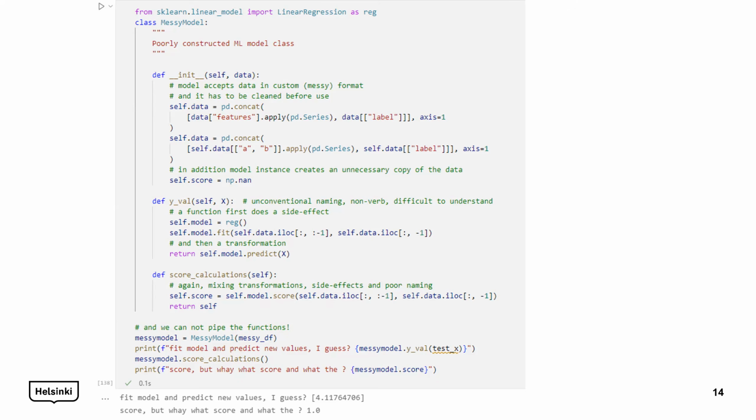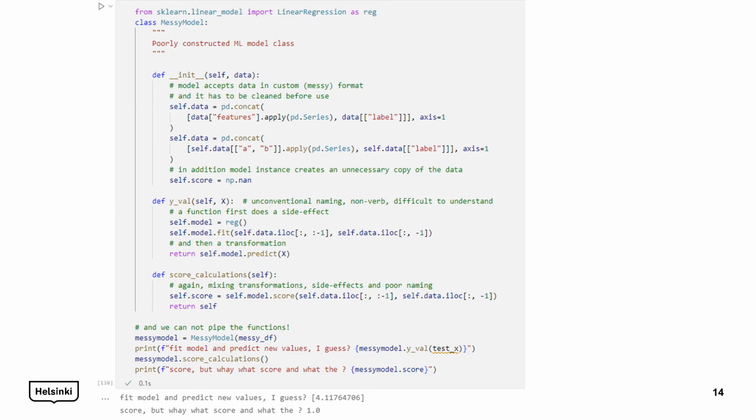Then the functions are not named clearly. Functions should always be named with verbs and be very descriptive of what the function is doing. And then we break the transformation and side effect rule. Because of this, we cannot pipe the functions, so we need to write many lines of code, and all of this is very hard to read. If you try to read the code and make sense of what this is doing, it's very difficult. But this is quite common. You see this quite often, unfortunately.